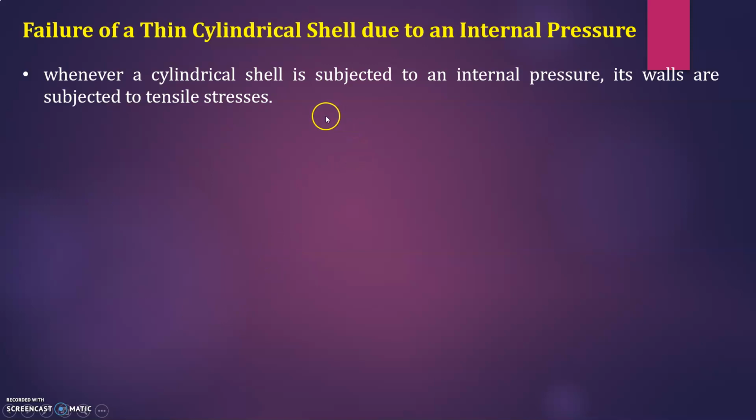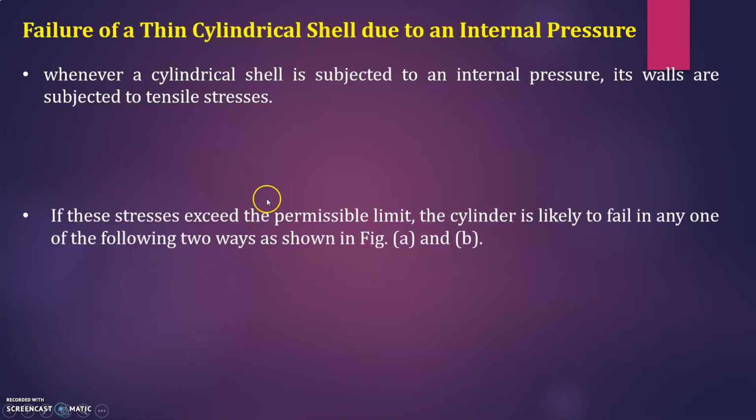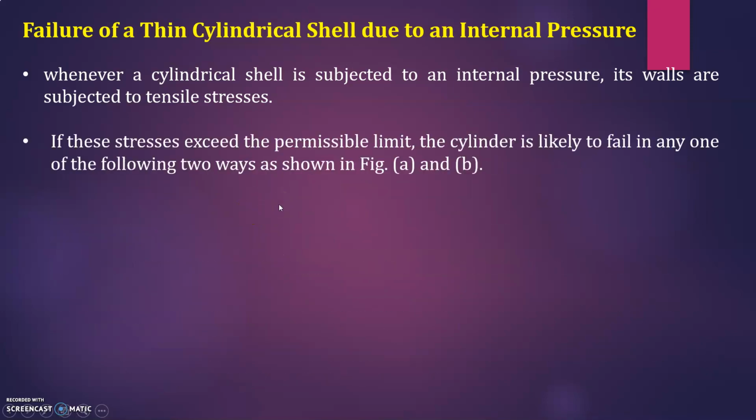Whenever a cylindrical shell is subjected to an internal pressure, its walls are subjected to tensile stresses. Means when the cylinder is subjected to some pressure, its walls are subjected to stresses, and those stresses are tensile stresses. If the stresses exceed the permissible limit, the cylinder is likely to fail in any one of the following two ways. The cylinder has a certain capacity, so it permits only that limit. But if the stresses exceed the permissible limit, the cylinder is likely to fail.